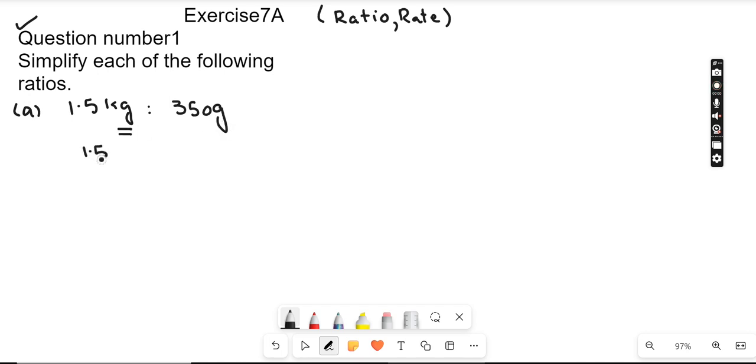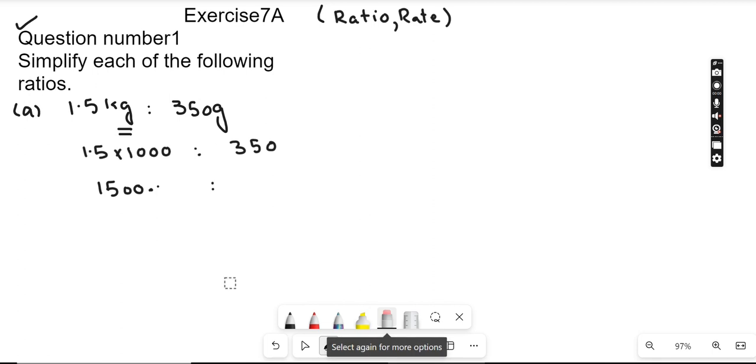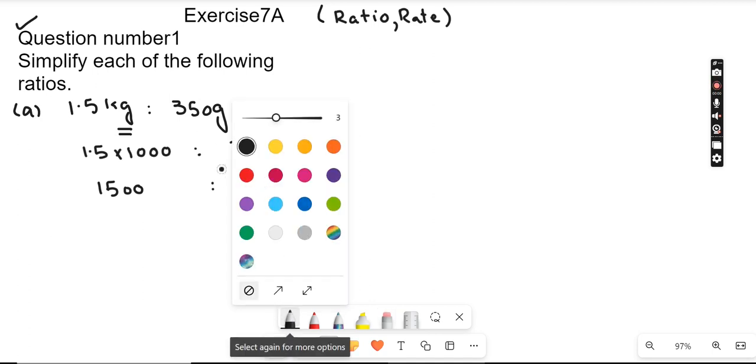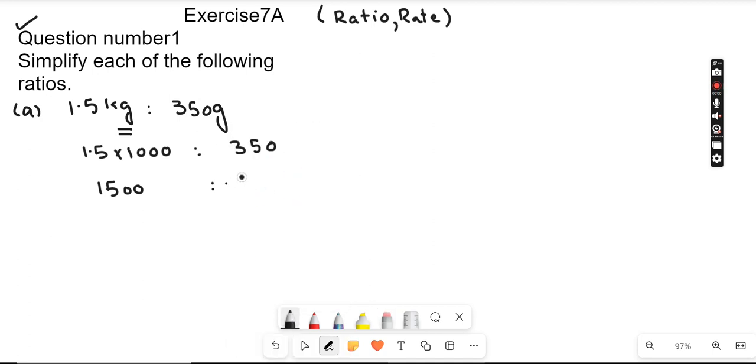To convert kg into grams, we'll multiply with 1000. So both of the units will become same. And you know, when you multiply it with 1000, we will move decimal 3 places from left to right. And it will come here, but there is no need to put this decimal after the zeros. It is of no importance. So it is the ratio between 1500 and 350.